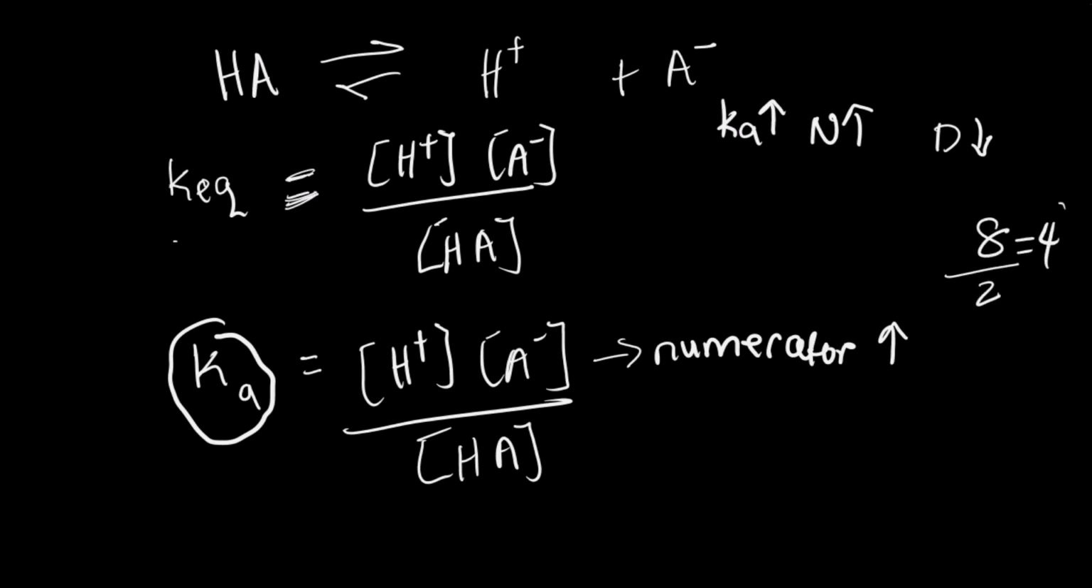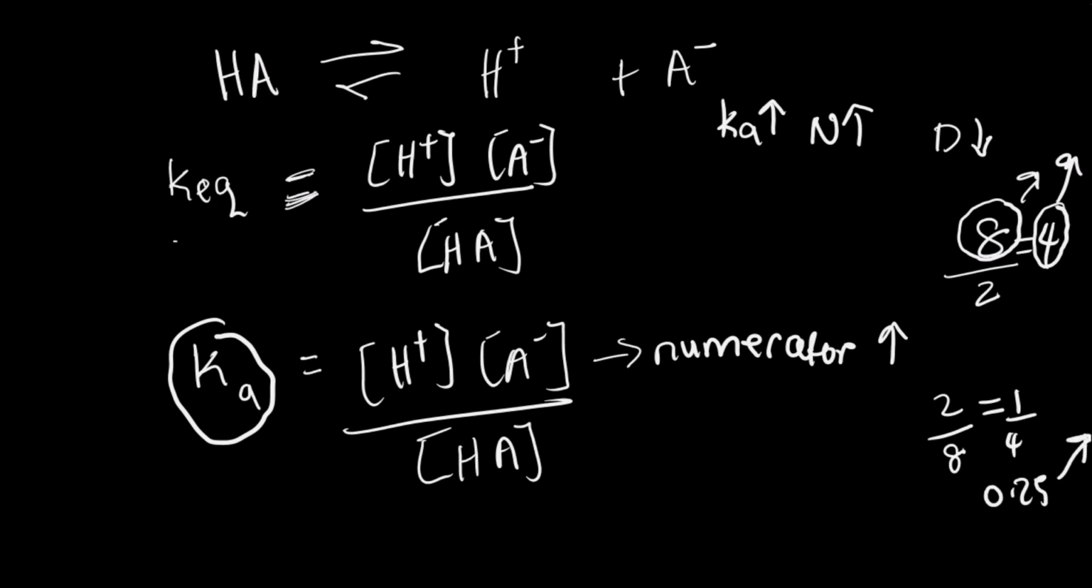For example, if we have 8 divided by 2, this is 4. Okay, so 4 here represents Ka, which is a high value, and it's as a result of the high value of the numerator. However, if we have 2 divided by 8, we would have 1 over 4, or 0.25, which is a low value, and this is as a result of the low value of the numerator. So when Ka is low, it's as a result of a low numerator and a high denominator.